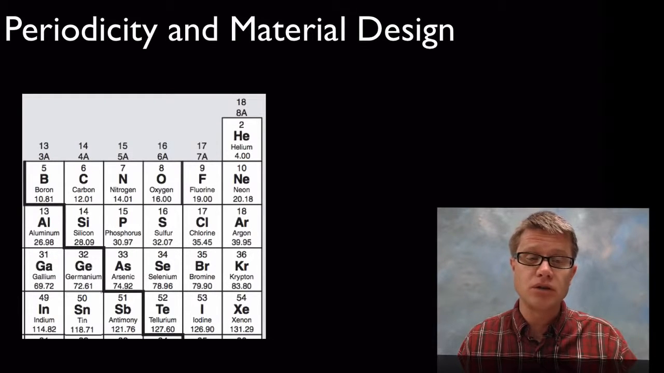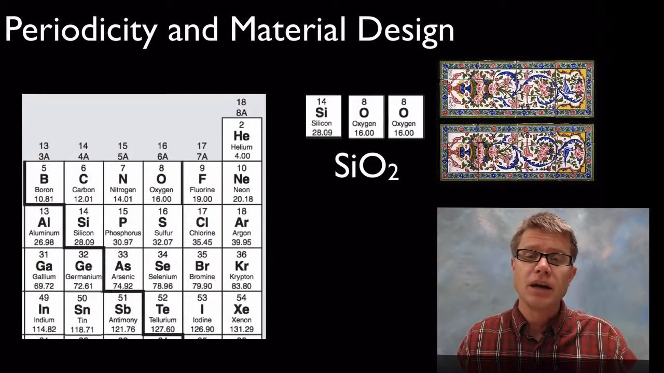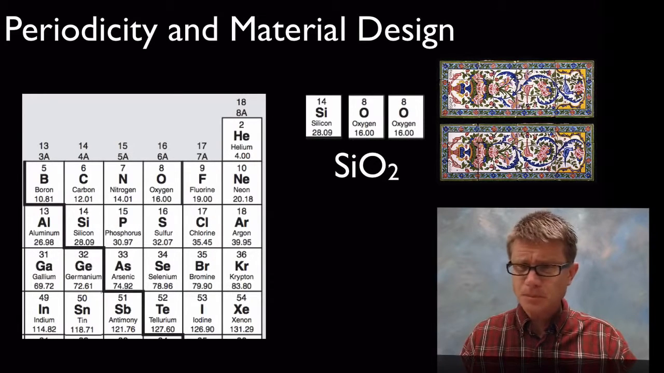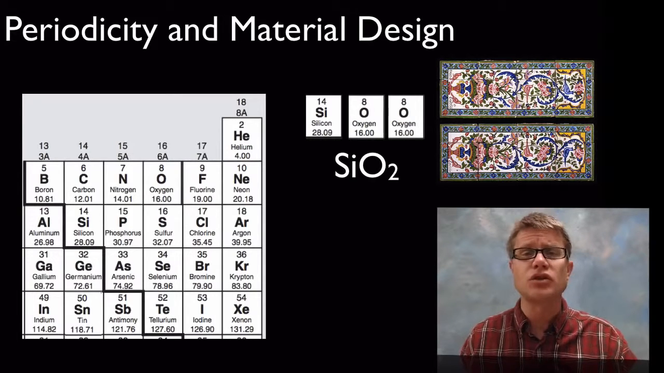And so that kind of lends to this next topic I wanted to talk about, which is material design. What we can do is we can take things off the periodic table. So let me grab some atoms. Let me grab some silicon and some oxygen, and so we make some silicon dioxide. And when we do that, we get a ceramic. A ceramic is going to build up maybe stoneware or earthenware. So it's going to build up these tiles over here on the side.